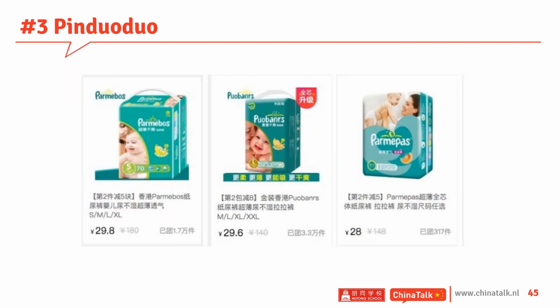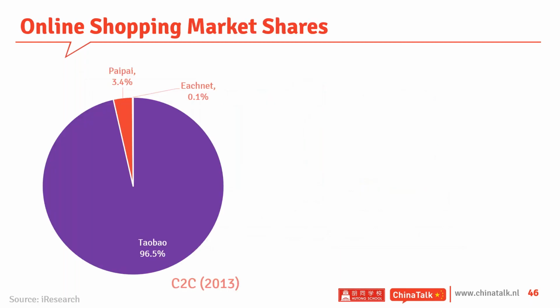Pinduoduo has another problem, and that is that it has a lot of fake and pirated goods. Like, these are three examples of brands that have copied the Pampers brand of Procter & Gamble and are selling diapers and nappies at an extremely low price. So that's Pinduoduo. So the biggest companies would be Alibaba, JD, and Pinduoduo.